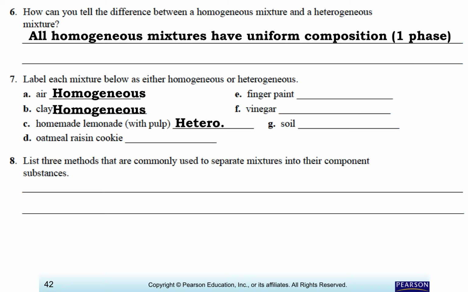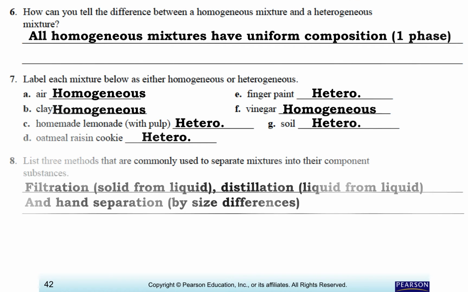Oatmeal raisin cookies are heterogeneous because you can see the raisins throughout. Finger paint is heterogeneous because whenever you get fingerprints, you can always see the difference in the different layers. Vinegar is homogeneous. It is a 5% solution of acetic acid, and soil is heterogeneous because you can see the different particles. Three methods commonly used to separate mixtures: filtration, distillation, and separation.